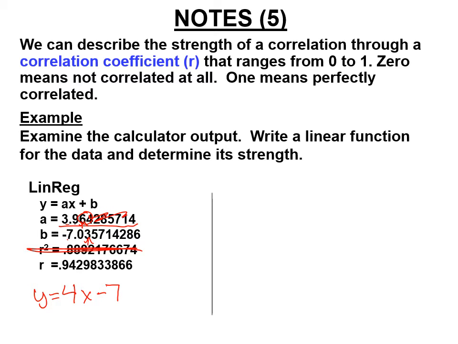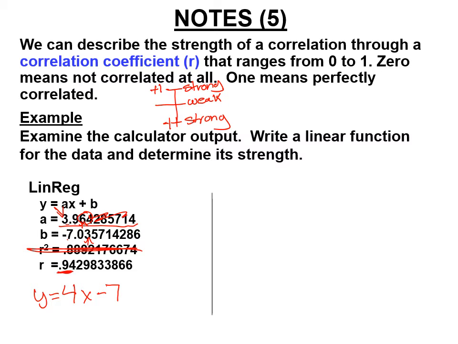Now, what is the code here? I want you to write this down. If it's positive 1, it is strongly correlated. If it is negative 1, it is strongly correlated. If it is near 0, it's weak. Because remember, we can have slopes that are both positive and negative. We had a positive slope here, so the correlation coefficient is going to be between 0 and 1.